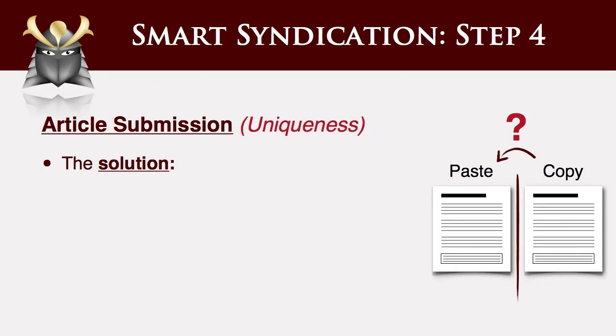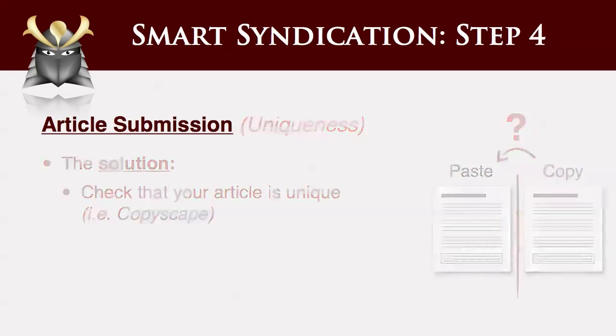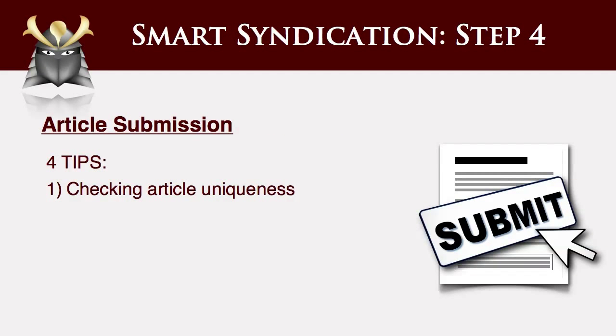The solution to this is to make sure that every article you get written for you is unique. There are various services available to do this, such as Copyscape, which will find duplicate versions of your article online. So our first submission tip is that if you're using an outsourcing service or a freelance writer to create your content, make sure that you check the uniqueness of each article you receive, preferably before paying for the content.